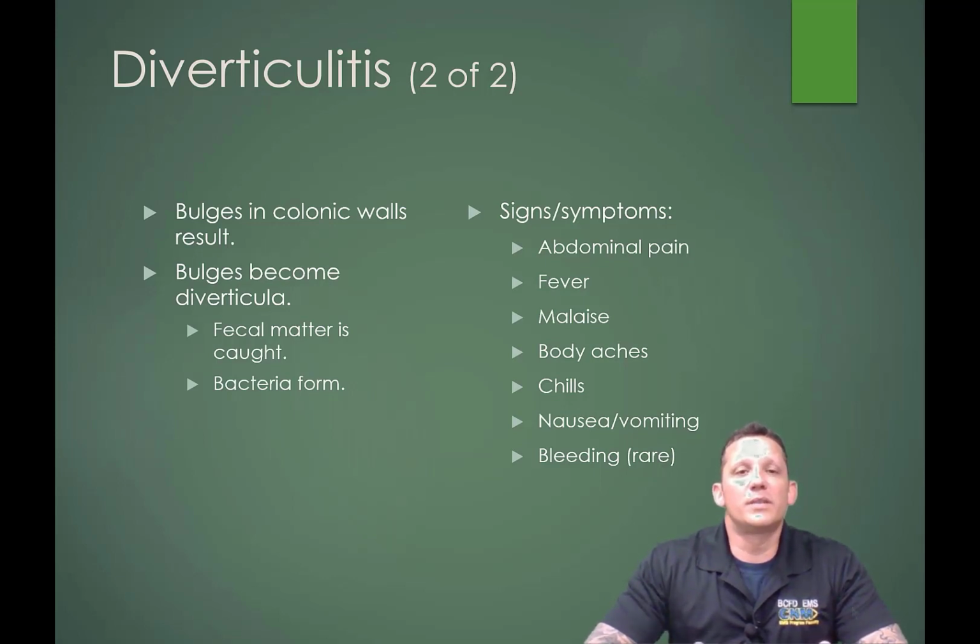Now, a lot of people actually suffer from this particular disease process, and some of the signs and symptoms are abdominal pain, fever, malaise, which means general weakness, and body aches, chills, nausea, and vomiting. And in rare cases, there can be bleeding. You could think of this almost as like a tiny appendicitis. And some people can have dozens, if not hundreds, of diverticuli all throughout the colon.